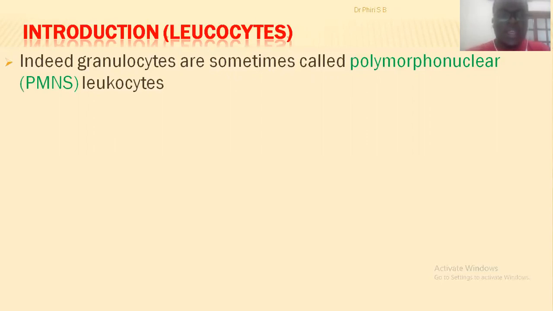So these mainly are the granulocytes. They have a segmented nucleus to some extent. It will have different shapes of the nucleus depending on the level of development, and the mature granulocytes can also have a segmented nucleus. So they are referred to as polymorphonuclear segmented leukocytes.